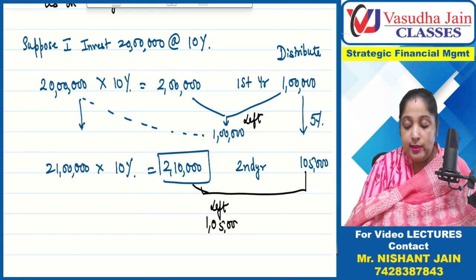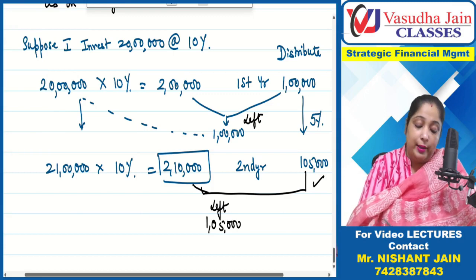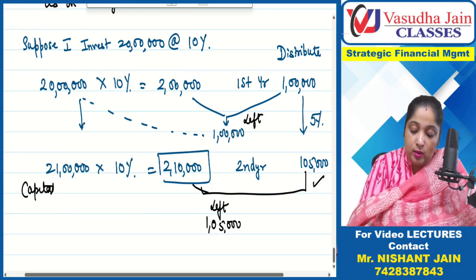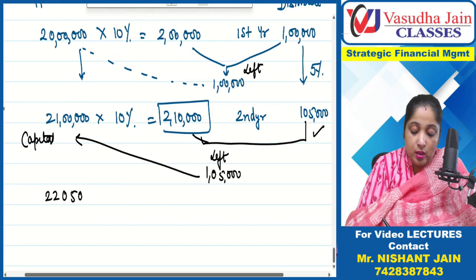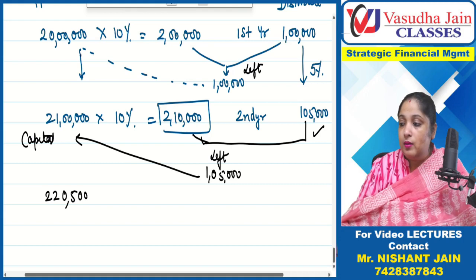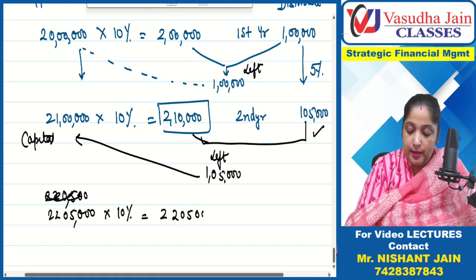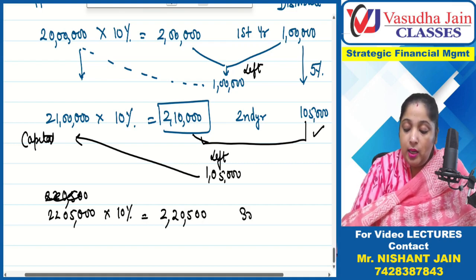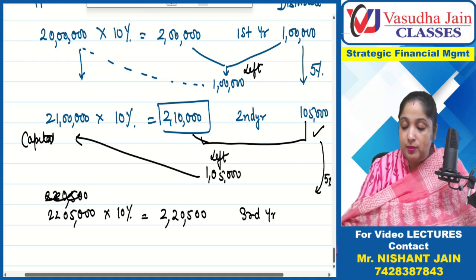It is not always necessary that half will be distributed, half is left. What is required will be distributed to you, and the remaining is added to your capital. Now in this your capital is increasing. Now the capital is 22 lakh 5,000. Now in the next year, on that 10% you will earn 2 lakh 20,500. Now third year, how much money are you expecting? You want this money to grow by 5%.